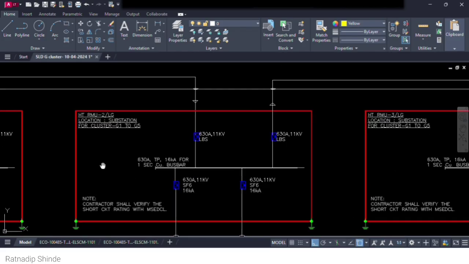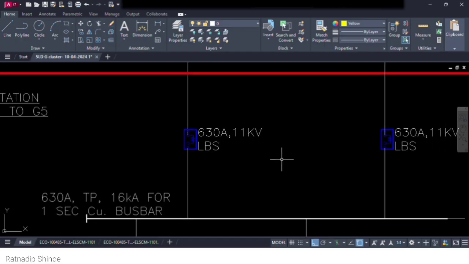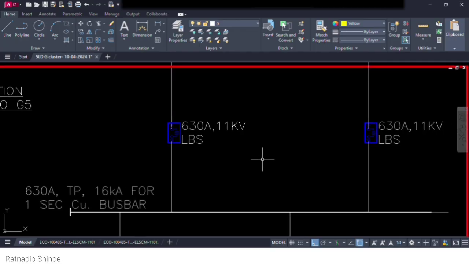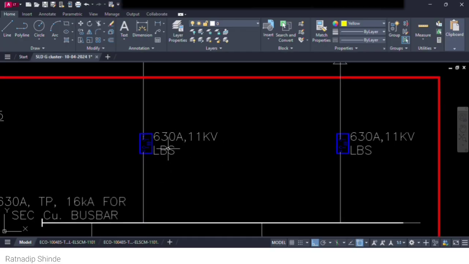Now you can see whenever the supply enters the RMU, there is a load break switch, LBS. A load break switch is nothing but a combination of a circuit breaker and an isolator. What is the specific function of this LBS? You can see the rating, 630 ampere, 11 kilovolt LBS, at the incoming and also at the outgoing. As I said, this is a combination of the circuit breaker and the isolator.